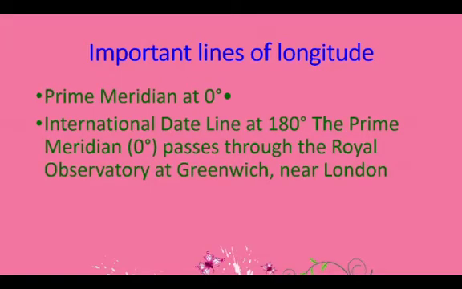So we have some important lines of longitude. The first one is the prime meridian at 0 degrees, and the second one is the international date line at 180 degrees. The prime meridian, 0 degrees, passes through the Royal Observatory at Greenwich near London.